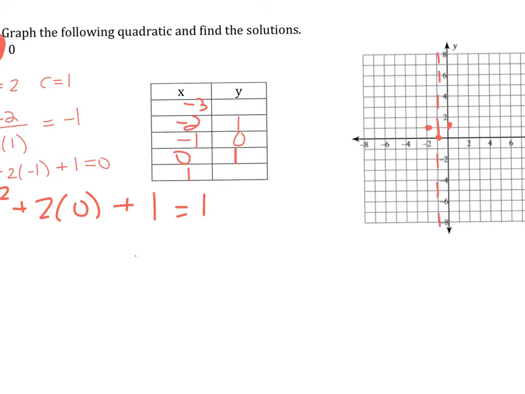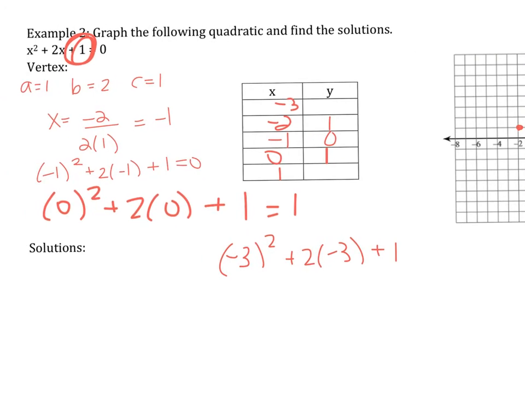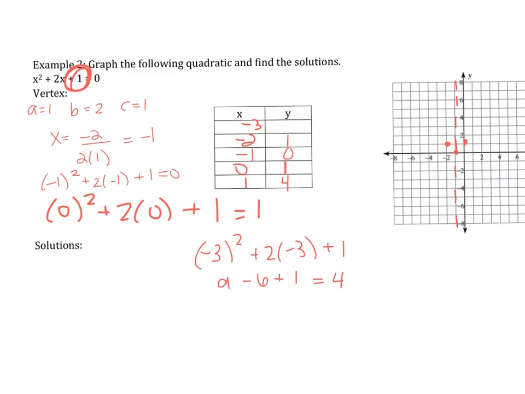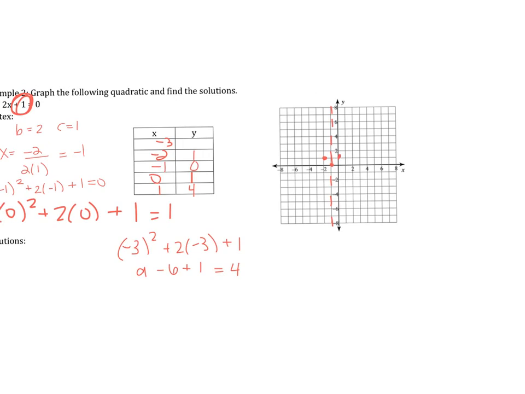And now let's plug in -3. So -3 squared plus 2 times -3 plus 1. So I have 9 minus 6 plus 1. That's 3 plus 1, so 4. And so we have a point at 1, 4. And I'm going to use my property of symmetry to reflect that. So I'm also going to have a point at -3, 4.